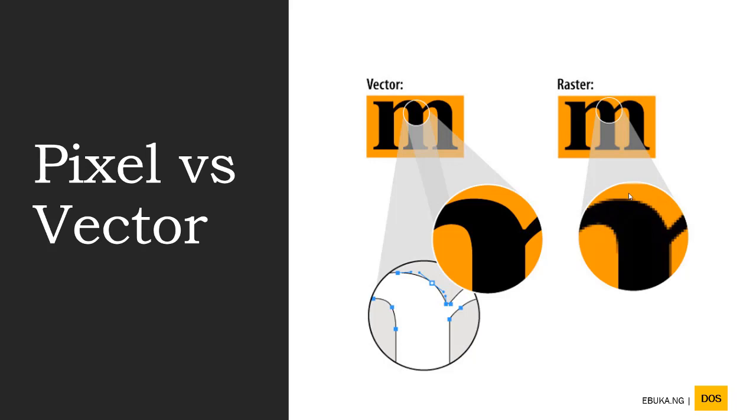You see, at the same magnification, vector based still shows a very sharp and crisp edge, while your raster or your pixel based is already pixelating and showing you the boxes at the same magnification.